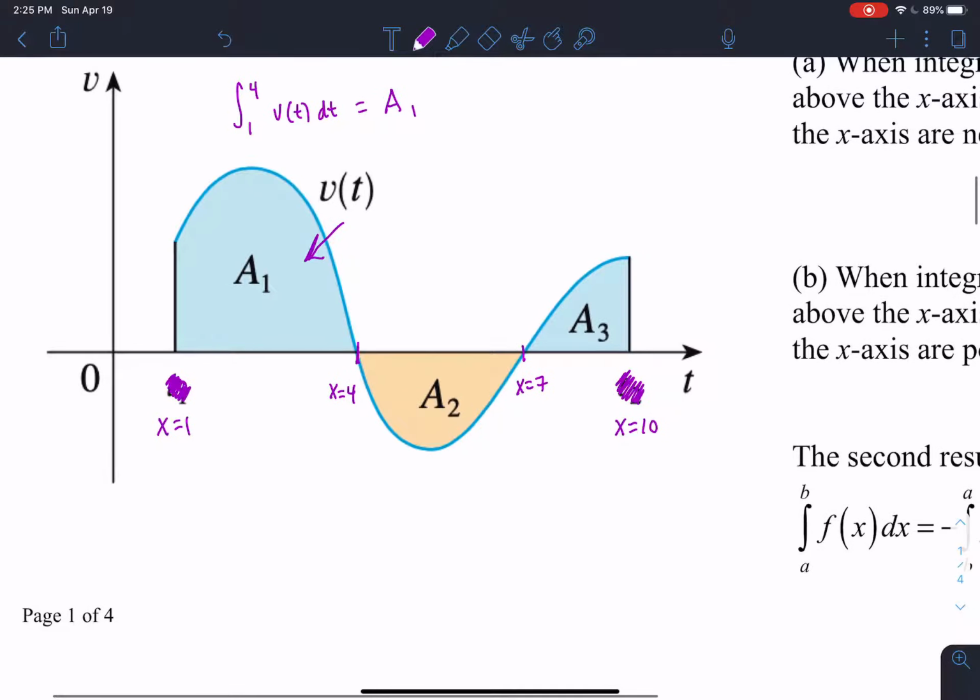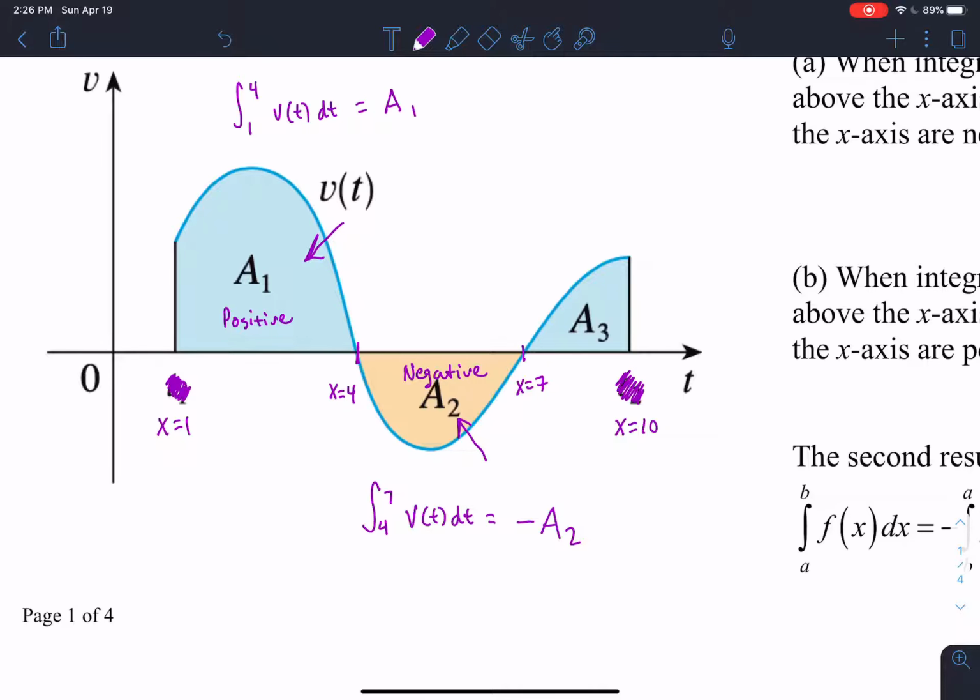Now, if I were to ask you to do the integral from 4 to 7 of v of t dt, this space here is below the x-axis. So what that means is that as I go from the left point to the right point, and the curve to the axis is below, that makes this space negative. So if I were to ask you for the definite integral as you go from 4 to 7, this is going to be negative a sub 2. And then, so this is positive.